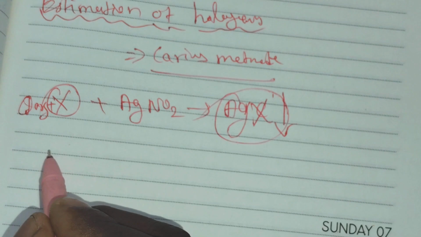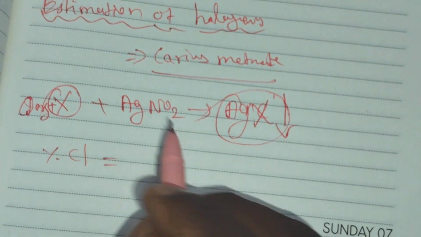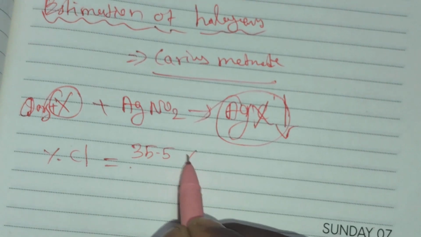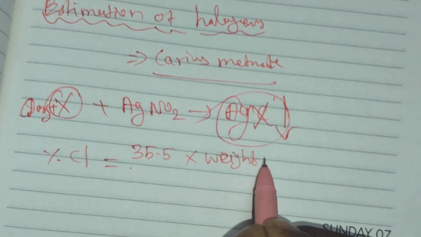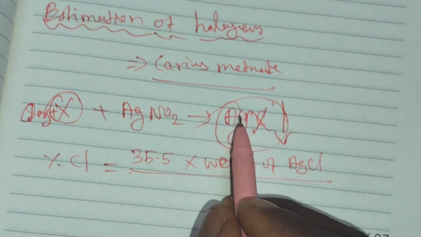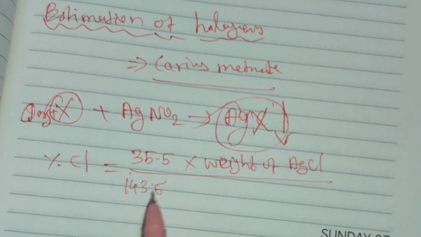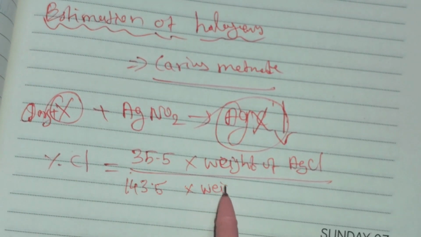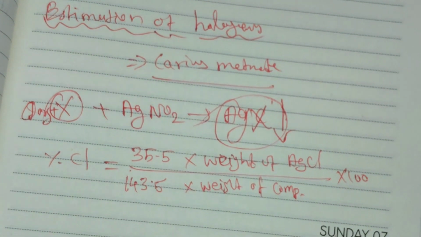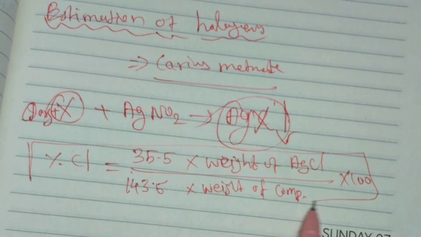For example, the percentage of chlorine is equal to the mass of chlorine, 35.5, into the weight of silver chloride, divided by 143.5 into the weight of the organic compound, into 100. So this is the percentage of chlorine. Finding this formula is also very important.